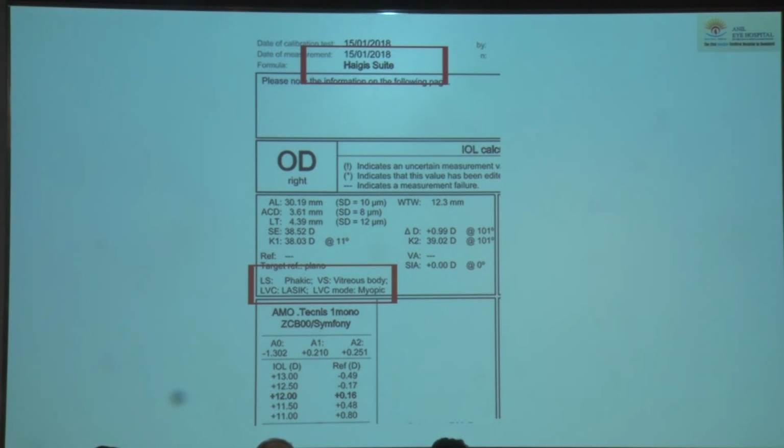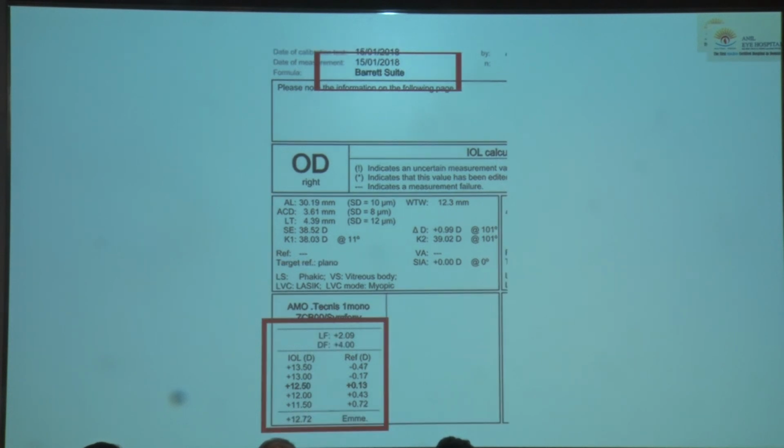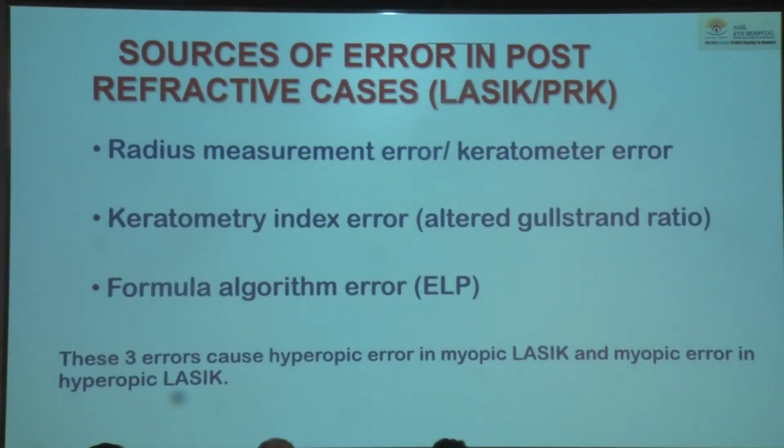Even if you use the Haigis suite and you have an LVC mode of LASIK, you get 12 diopters, which means it's correlating. You use a Barrett suite and a Barrett True K, not the Universal 2. Use the True K in these cases, you get 12.5. Which only means that they all correlate. So you have to do them and then check.